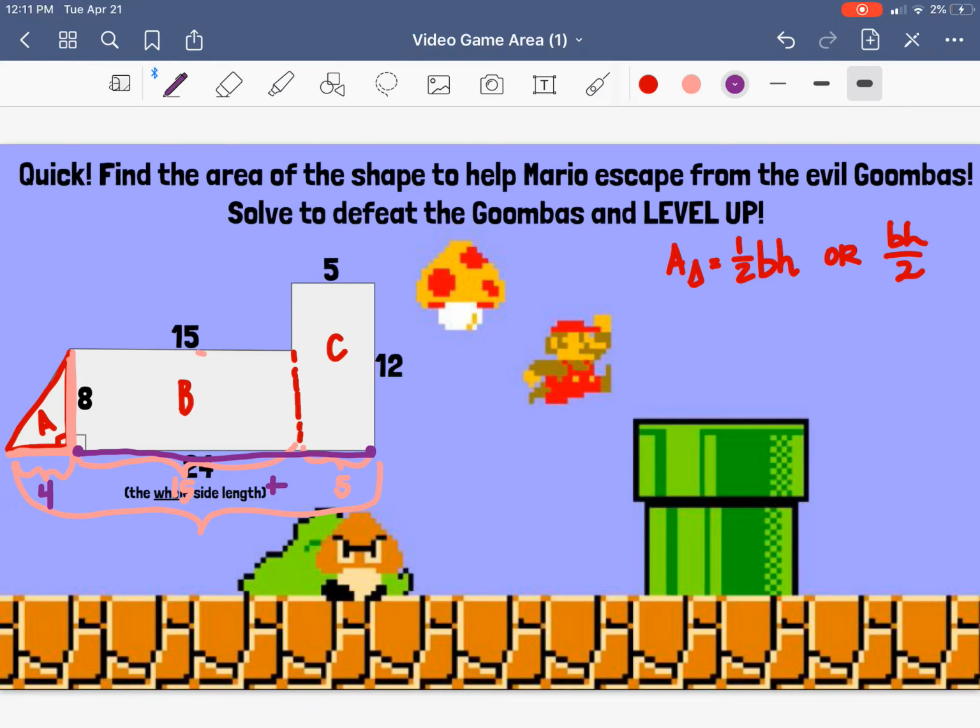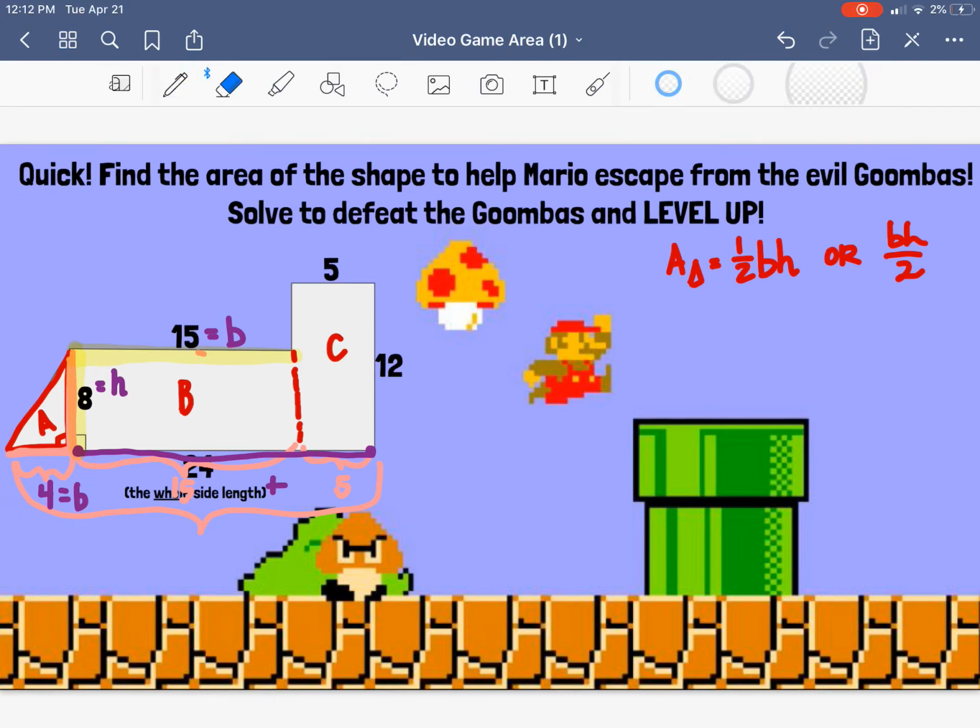Now you can figure out your area of triangle A by using a base of 4 and a height of 8. So you'll substitute those into your formula for triangle to get triangle A. Now let's do rectangle B. Do we know the side lengths of rectangle B? Yes, I know this dimension is 8. This dimension is 15. So for rectangle B, you will use 8 and 15 as your base and your height.